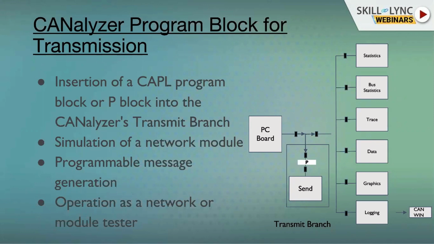Since we are going to see CAPL programming, once you want to insert a CAPL program, you need to right click on this button and insert CAPL programming. Then the P mark will come. This will be the programmable message generation. By using this only we are going to write our CAPL programming. Once you double click that P, the CAPL browser will open on your system.